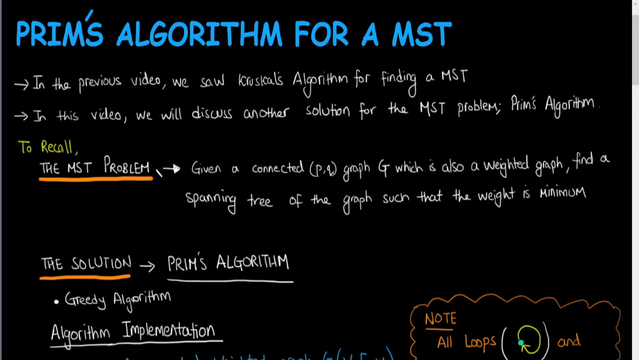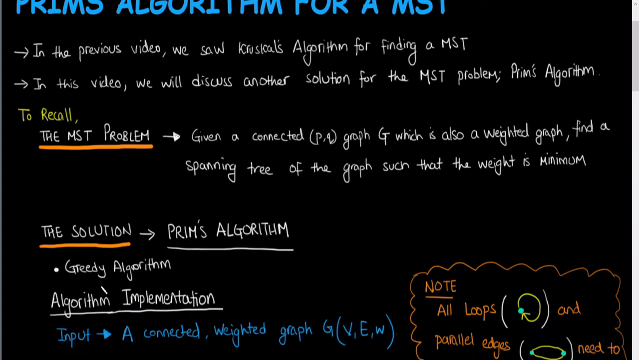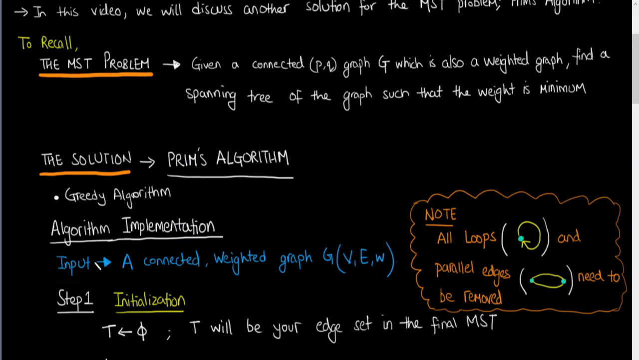To recall the MST problem: given a connected, weighted graph G, find a spanning tree of the graph such that the weight is minimum. The solution in this case is Prim's algorithm. This is a greedy algorithm, and let's see how it's implemented. Your input is a connected weighted graph G, with vertex set capital V, edge set capital E, and the set of weights for each edge.